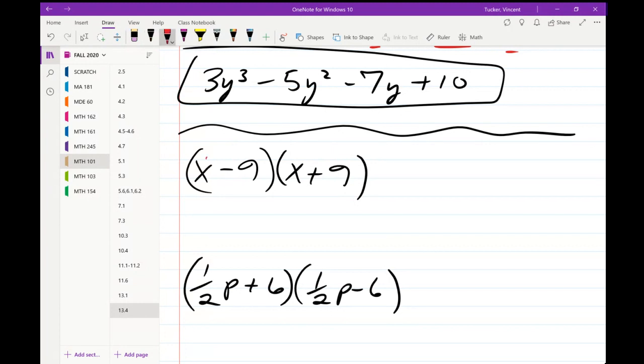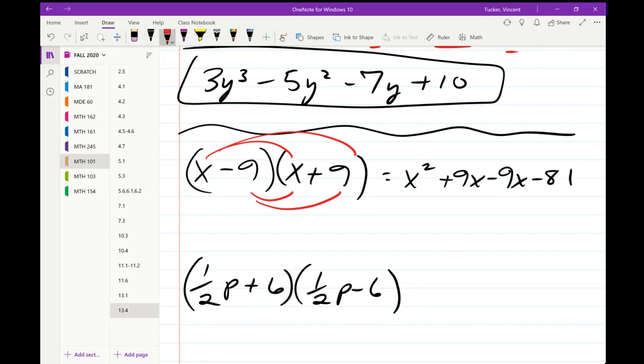What will happen is that when you go to distribute, that'll be x squared plus 9x minus 9x minus 81. What will always occur is that the middle terms will cancel out, leaving you x squared minus 81, giving us a difference of squares. We'll talk more about that later. But that will always occur whenever you have your two terms being the same except for the signs in the middle.